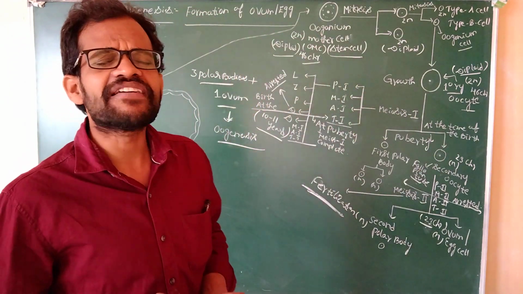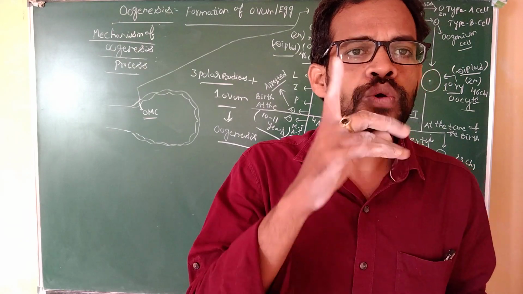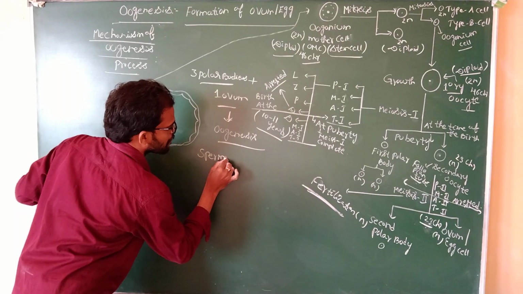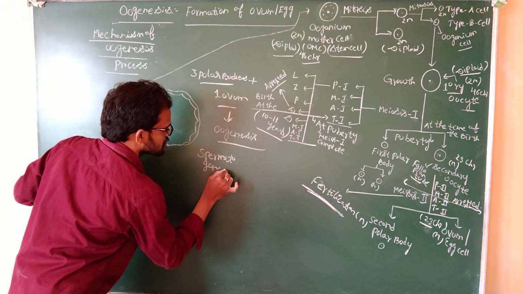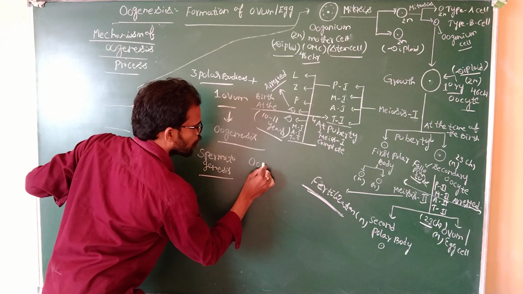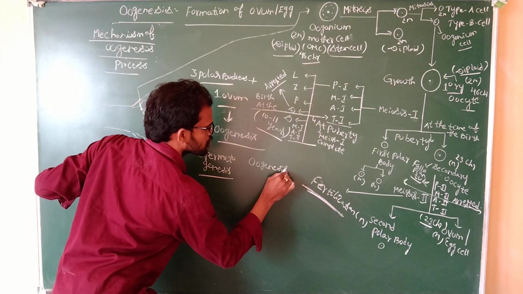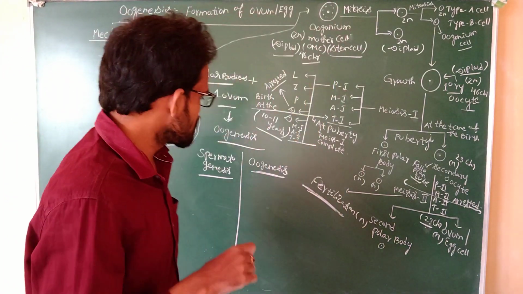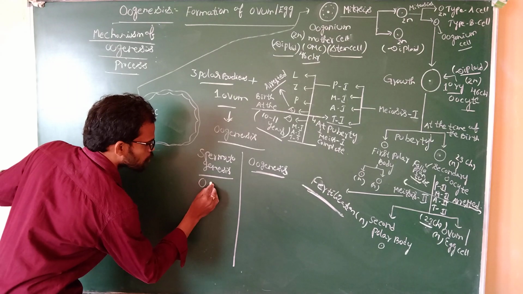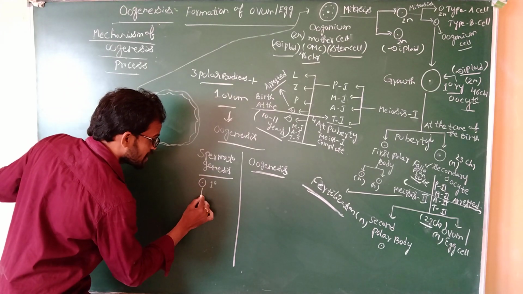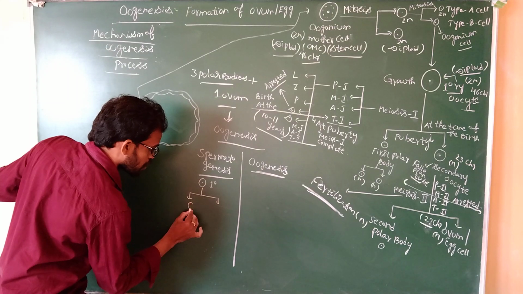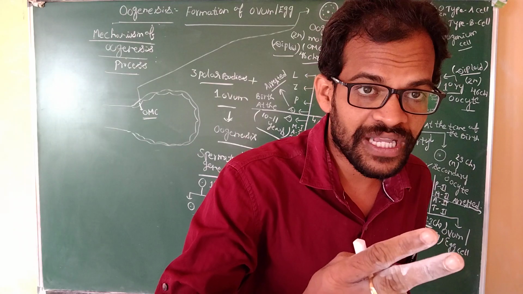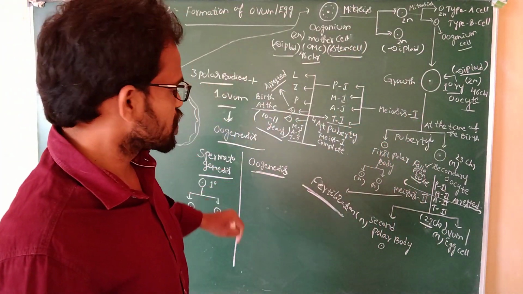What is the main difference between spermatogenesis and oogenesis? In spermatogenesis, the primary spermatocyte is converted into two equal-sized secondary spermatocytes.